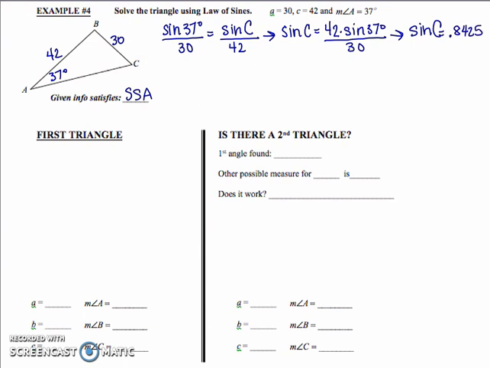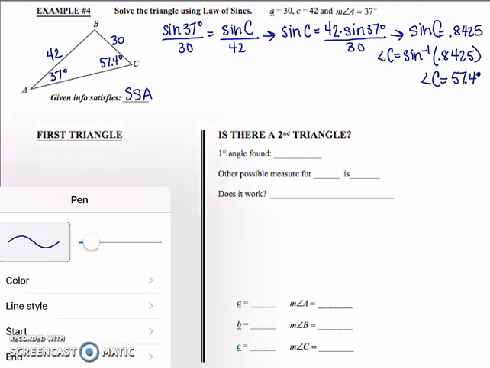So to find the measure of angle C, we have to do the inverse sine. So angle C is going to be equal to the inverse sine of 0.8425, which tells us, once we grab our calculators and type that in, make sure you're in degree mode, that angle C is 57.4 degrees. Okay, so now that we know that, 57.4, we can go ahead and fill that in.